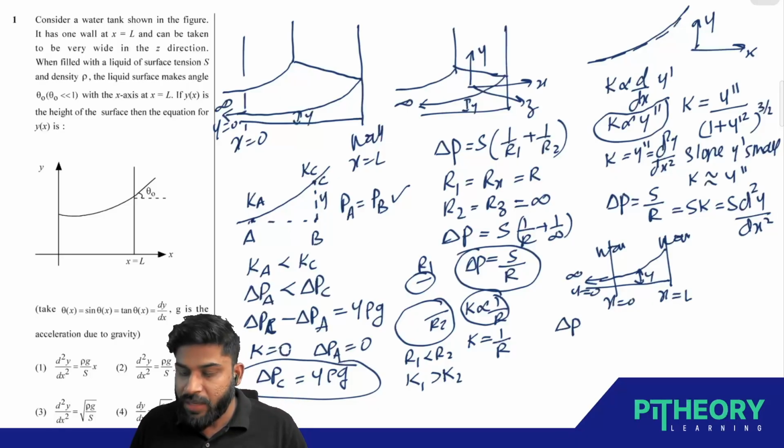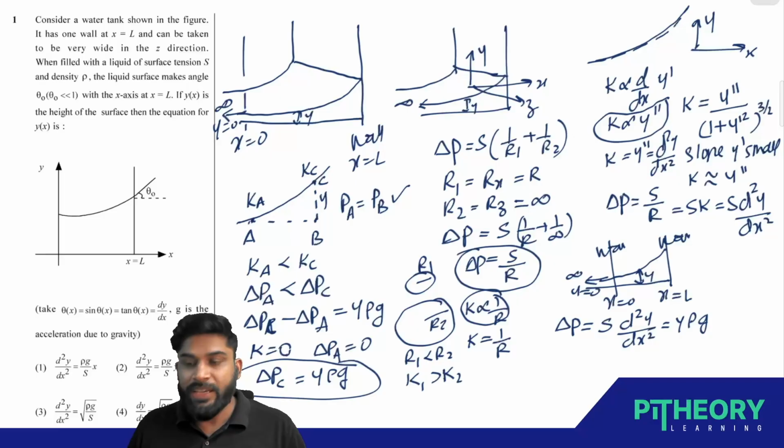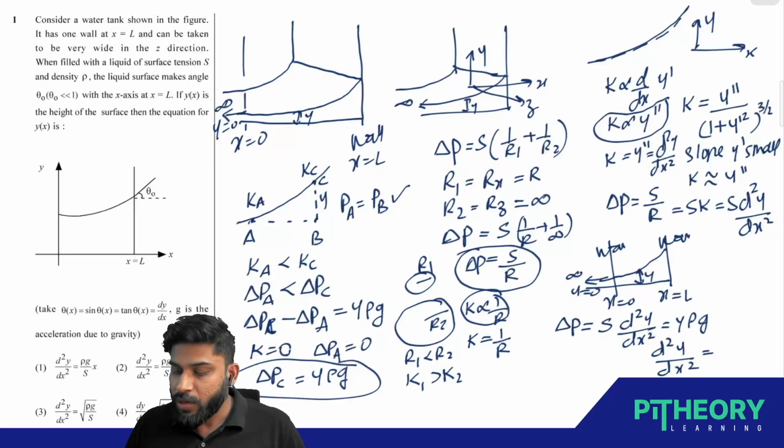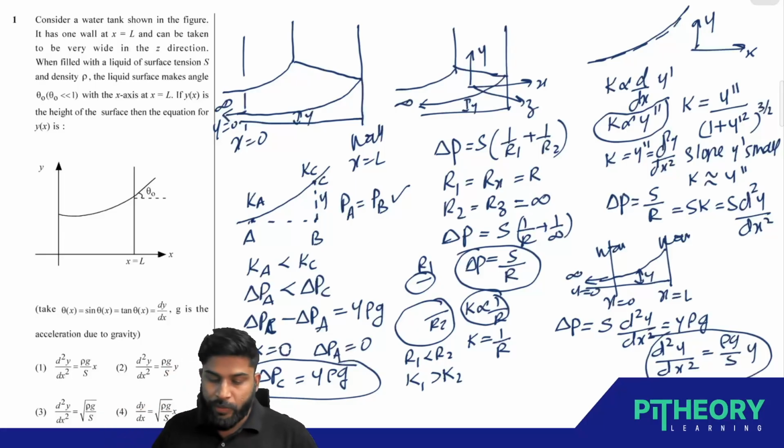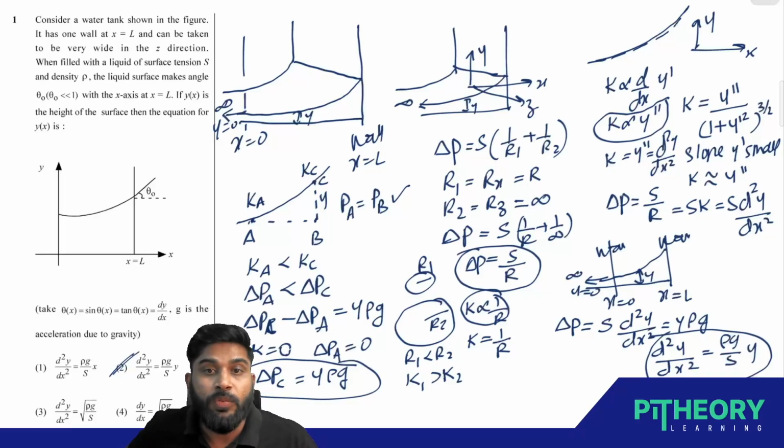What is that? Delta P, in two ways we have found now. Delta P is equal to S into d square y divided by dx square, and that is equal to y rho g. So the final relation, very easily we can write: d square y divided by dx square is equal to rho g by S into y. And that is our result here, where you can see option number 2, d square y by dx square equal to rho g by S into y. This is the solution for this.